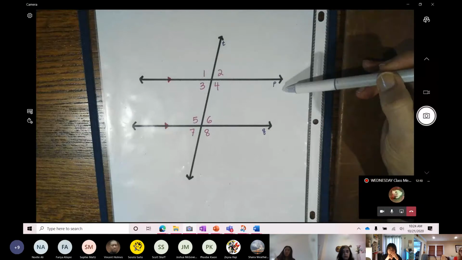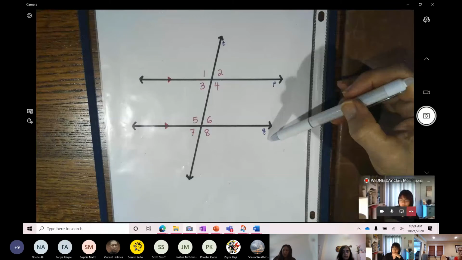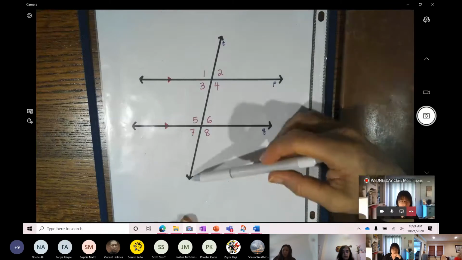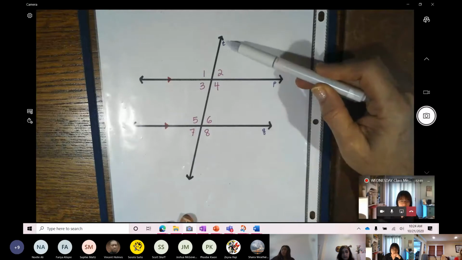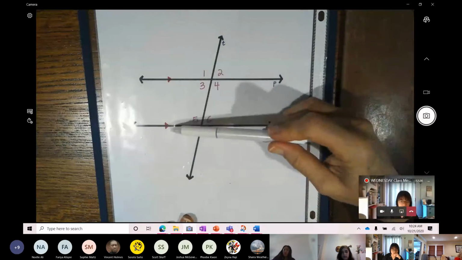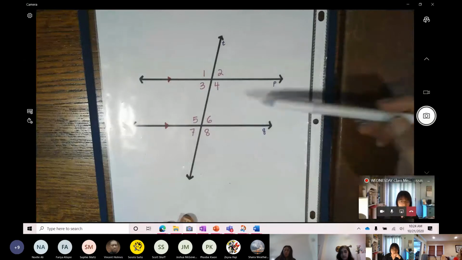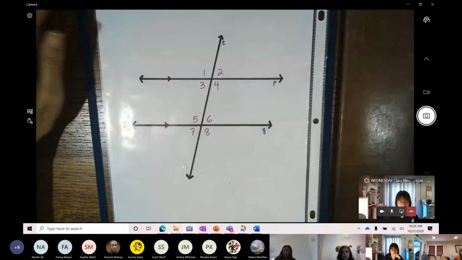This small letter is P. This small letter is Q. This big one is T. 1, 2, 3, 4, 5, 6, 7, 8. And these two little red triangles, they can go on either side. That does not matter as long as there are two little red triangles.